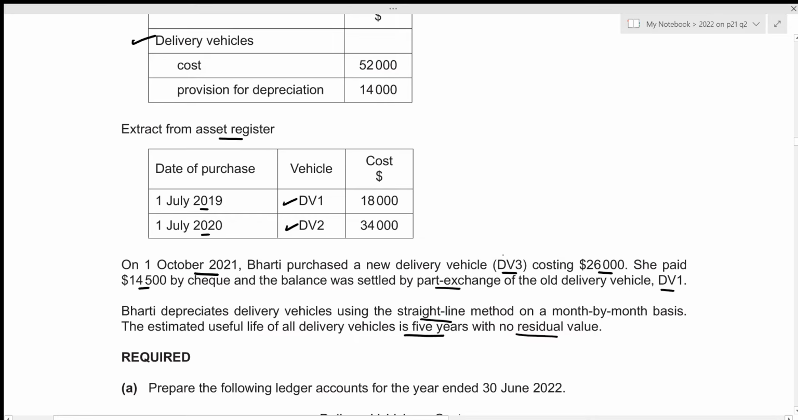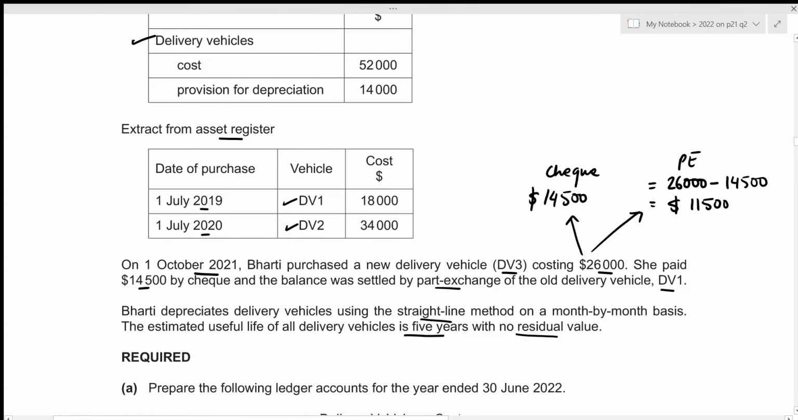Okay, so let's talk about the new delivery vehicle. Its cost is 26,000, and out of 26,000, 14,500 was already paid by cheque. And we are told that the remaining balance was settled by part exchange of the old delivery vehicle. So let's figure out the value for the part exchange. That is just going to be the difference between the cost, which is 26,000, and the amount paid by cheque, which is 14,500. So the part exchange value will now be 11,500.